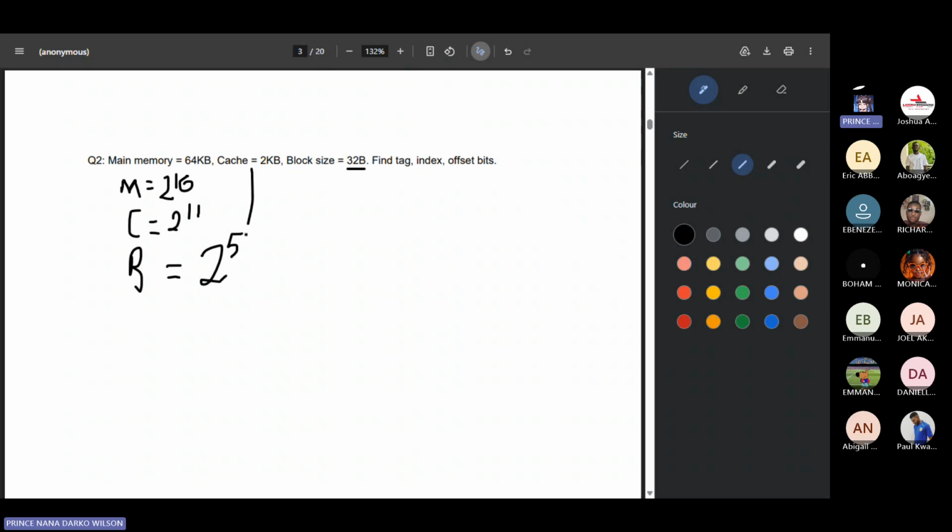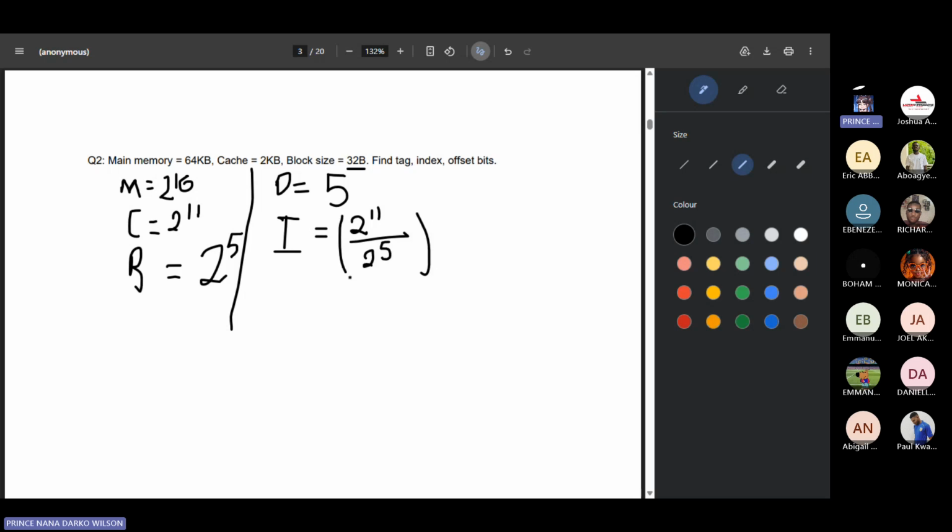So with that in mind, let's start by finding our offsets. We know the offset is going to be the log to the base 2 of our block size. So that's just going to give us 5. And then we know that our line index, which tells us which line we are going to be using, is going to be the cache, which is 2 kilobytes, which we have converted to be 2 to the power 11, divided by our block size, which is 2 to the power 5.